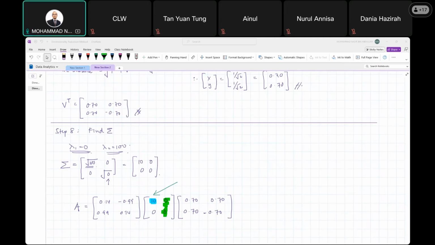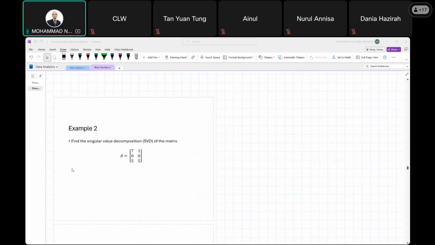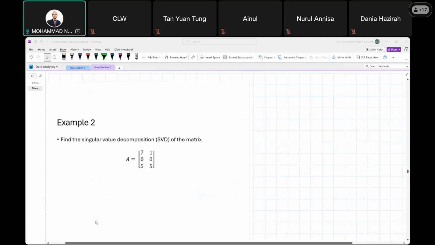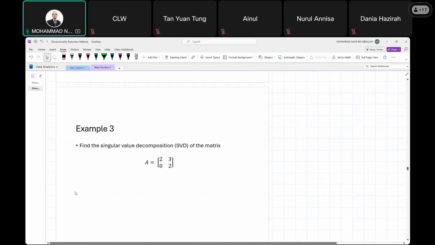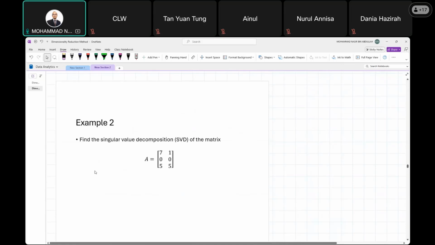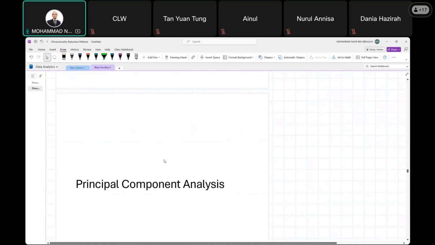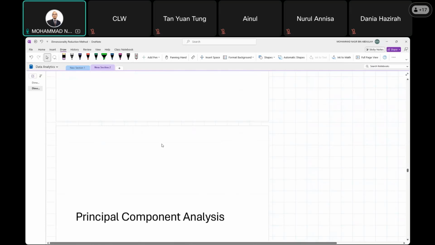So if you don't have any question, then example number 2 is for you to do it by yourself, and this is example number 3. I think you can do it by yourself, right? So for example number 2, you need to know how to find the determinant for a 3x3 matrix. Okay, that's all for singular value decomposition.